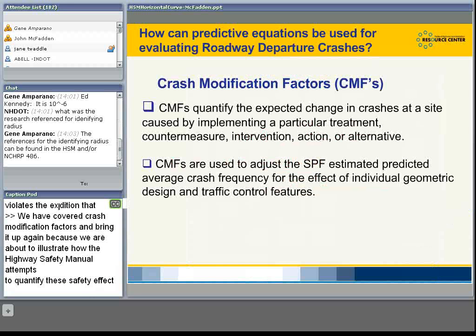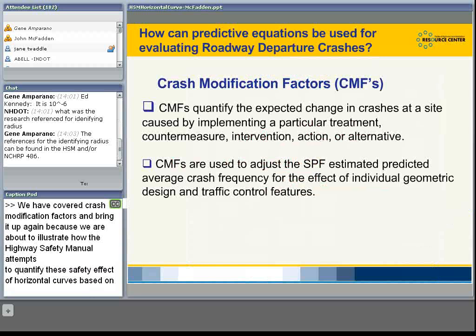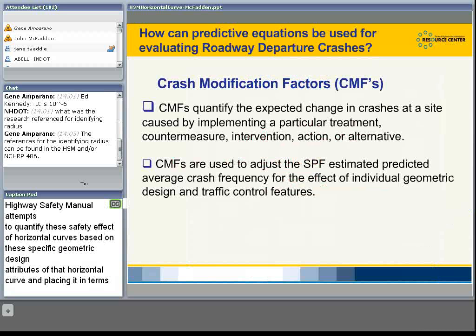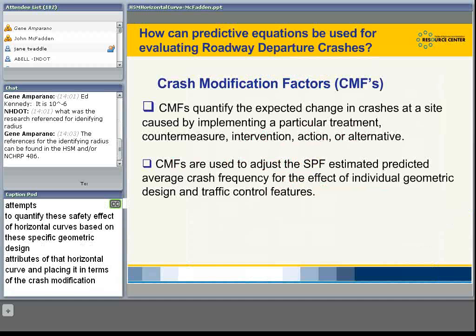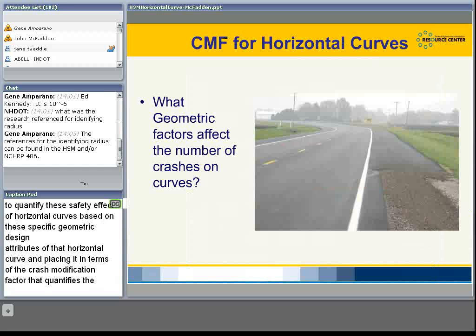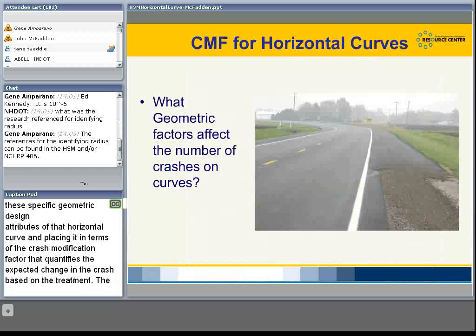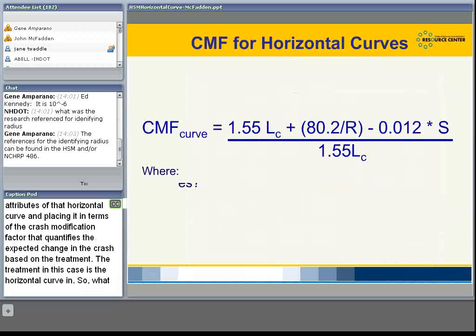Okay. We've covered crash modification factors, and we bring it up again at this point because we are about to illustrate how the Highway Safety Manual attempts to quantify the safety effect of a horizontal curve based on the specific geometric design attributes of that horizontal curve, and place it in terms of a crash modification factor. The modification factor quantifies the expected change in crashes based on the treatment, and the treatment in this case is the horizontal curve.